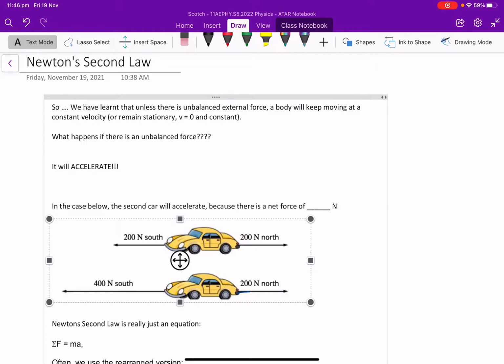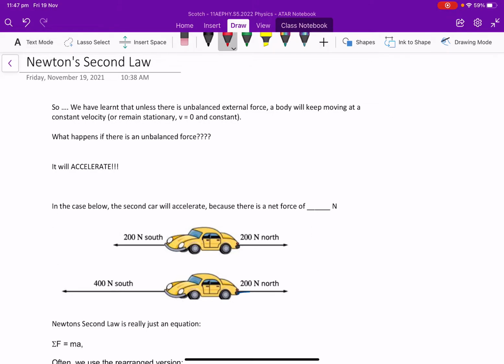On my last day, I spoke to you about Newton's first law, which is really if there's no net force acting on an object, it will keep doing what it's doing. If it's stationary, it'll keep stationary. If it's moving at constant velocity, it'll keep doing that. But what happens if there is an unbalanced external net force? Well, guys, it's going to accelerate. How much is it going to accelerate by? Well, that's what Newton's second law is all about.